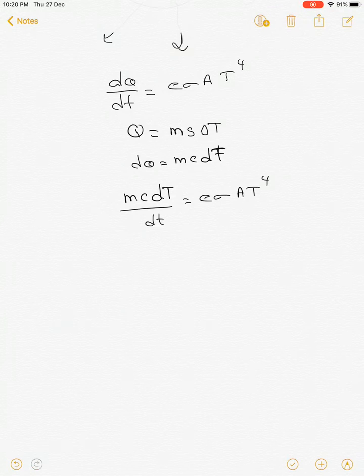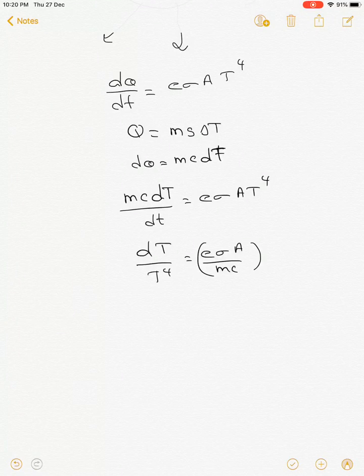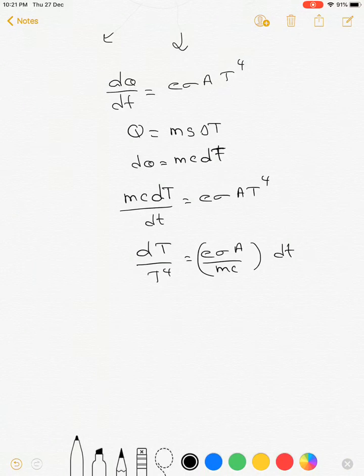So you can write the equation as dT divided by T raised to 4 is equal to E sigma A divided by m c into dt. Over here all these things are constants, so we can integrate this expression. We integrate from the initial temperature, 200 Kelvin, to the final temperature, 100 Kelvin.